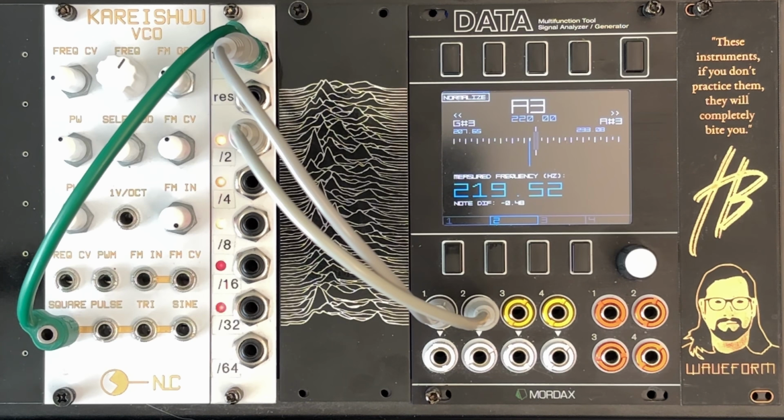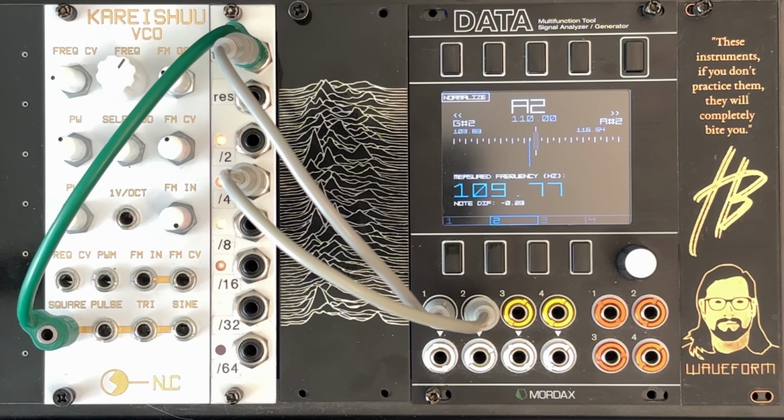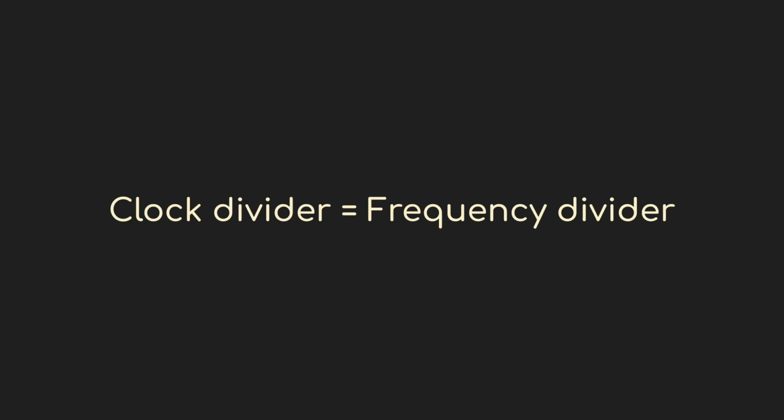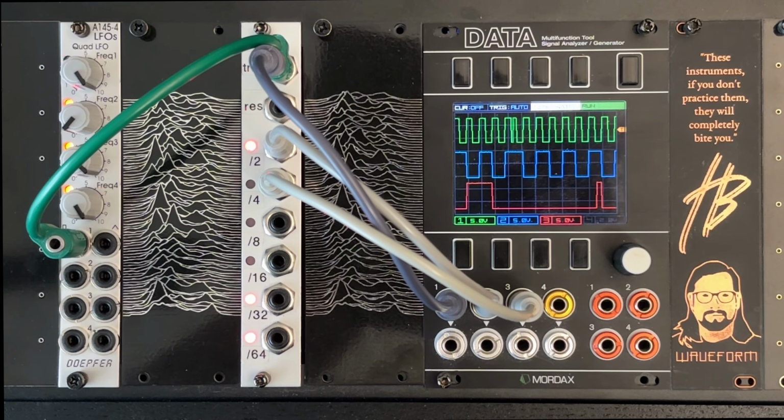Try plugging it into the divided by 4 output. Now it's running at 440 divided by 4 equals 110 Hz. Clock dividers also equal frequency dividers. There's a lot of cool stuff you can do with this. I'll save that for another time. But for now, it's enough to know how they work. You hand it a square wave, and it gives you back square waves at some division of that original frequency.